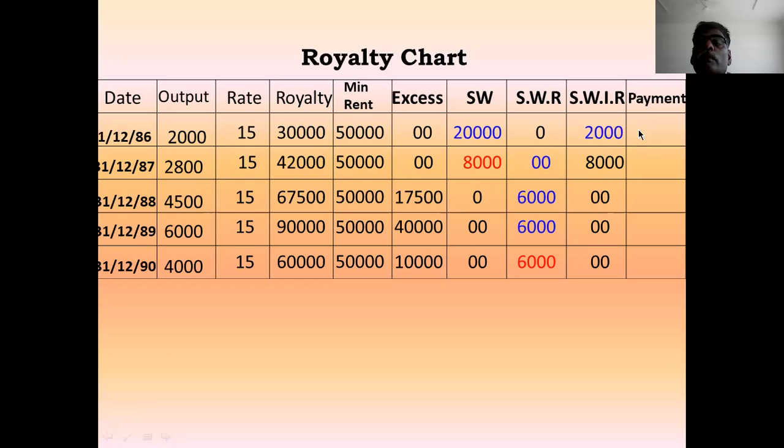Okay, next the payment column. In the payment column, we write the equation: Royalty plus SW minus SWR. Second, royalty plus SW minus SWR, and the same for each year. This is the equation. In this way, calculate the amount.